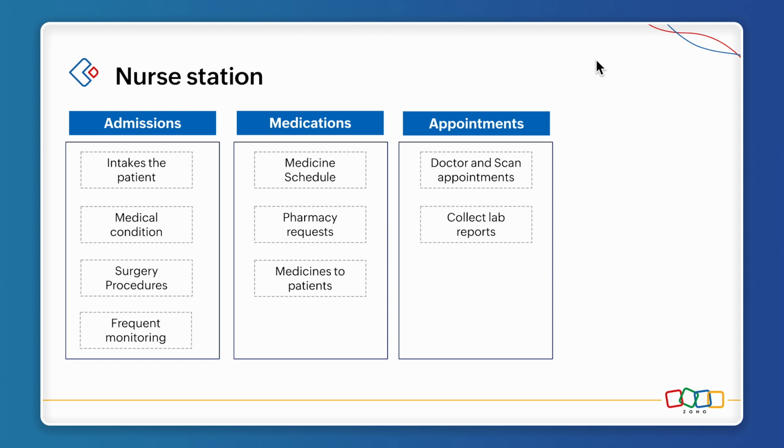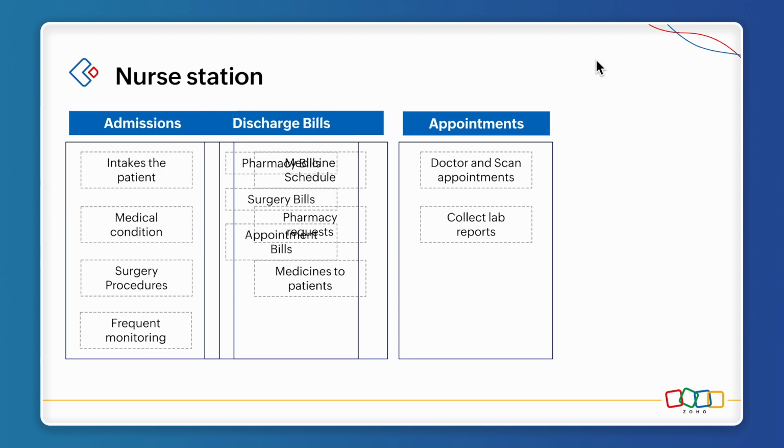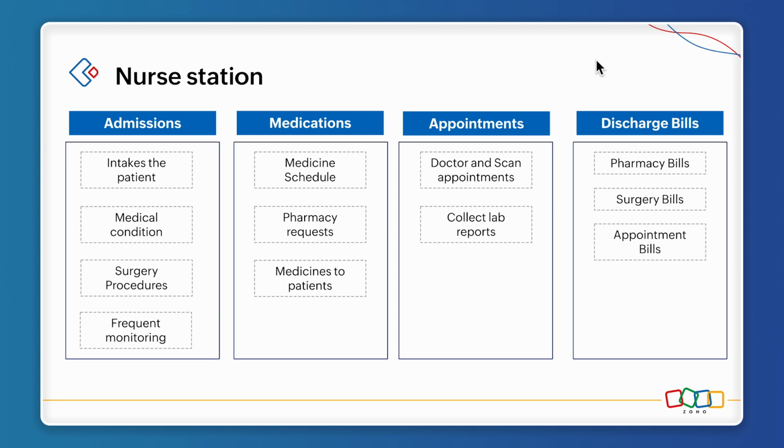So that would be arranged by the nurse station. And then if they're going for any lab testing, the reports would be collected by the nurse station. And at last they will have to take care of the discharge billing as well. So once they receive the pharmacy related information, the billings and the medicine, once it is delivered, they will have it mapped under the patient name.